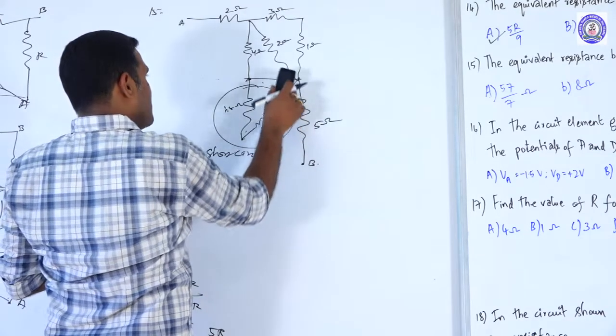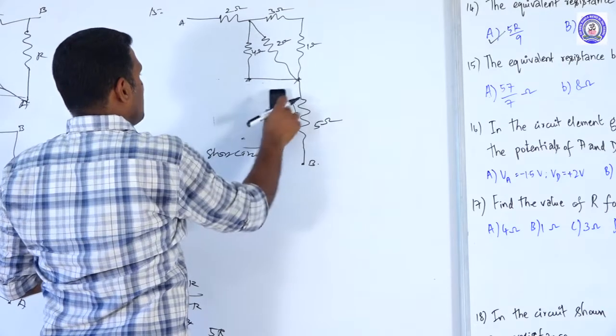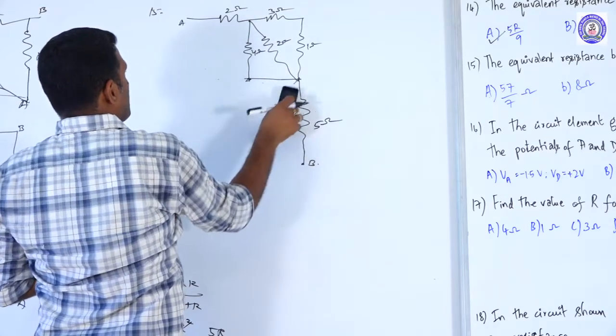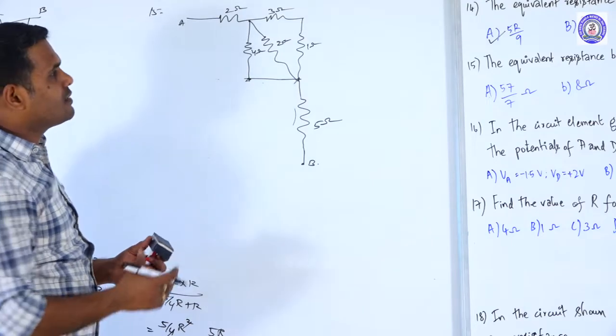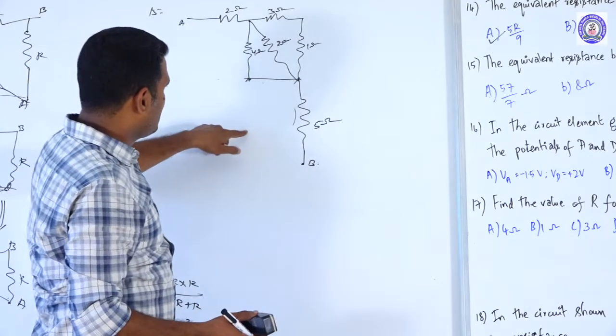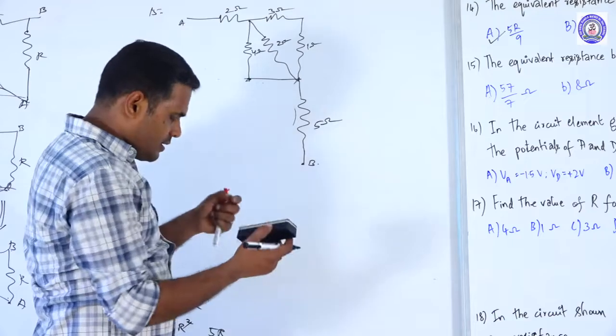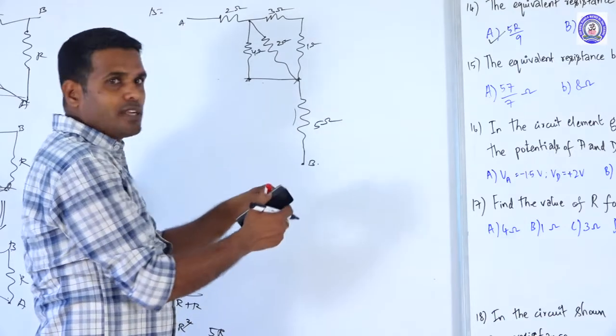So, what will happen? This circuit will also go off. This path will also go off. That's all. This is the remaining part of the circuit. This is a short circuited circuit. Actually, these 2 points are connected. The ends of the wires are connected to the same point.